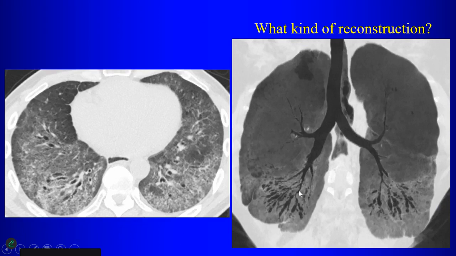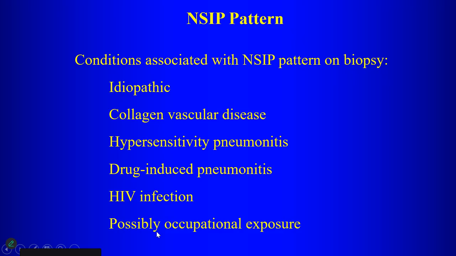And just to prove to you that there's traction bronchiectasis, we can do this kind of reconstruction that shows you the distortion of the airways. What kind of reconstruction is that? That's a minIP. If you want to look for distortion of the airways, this is a nice way to demonstrate it. These minIP reconstructions can show that to you. So this is an NSIP pattern.